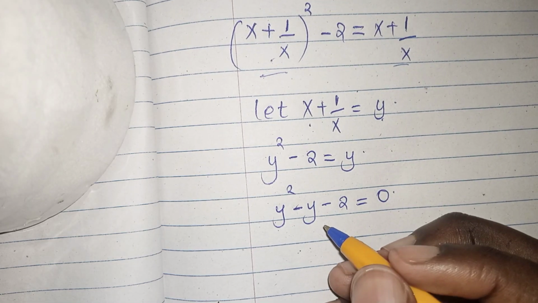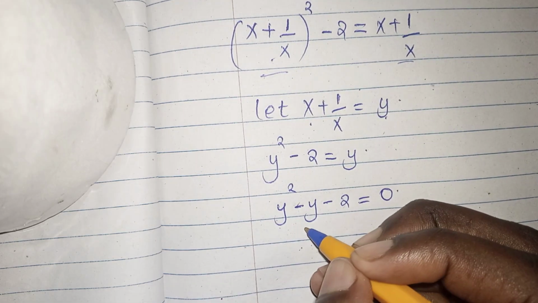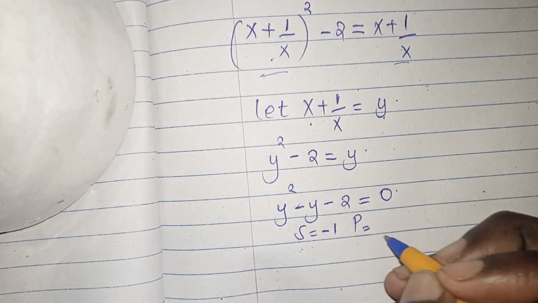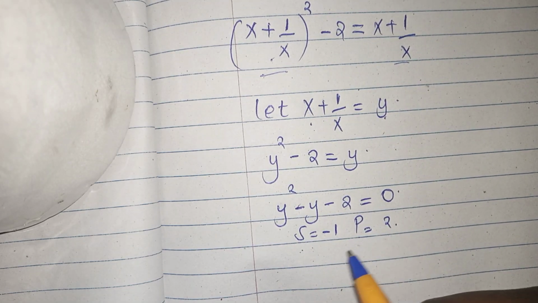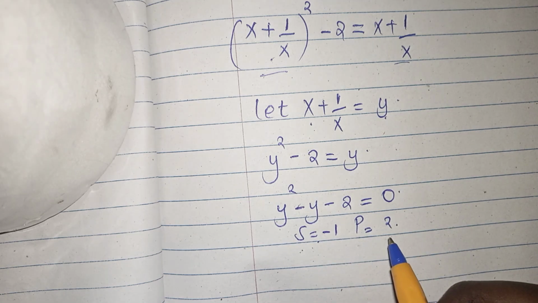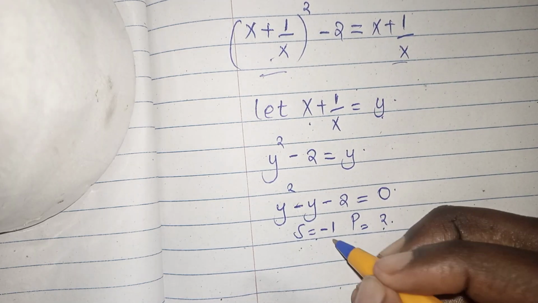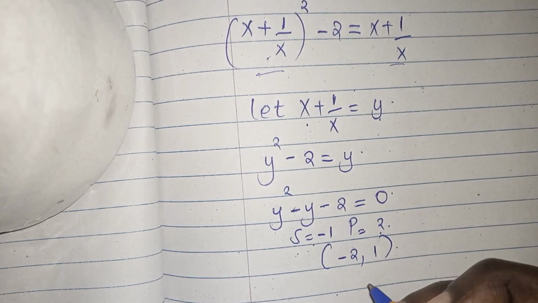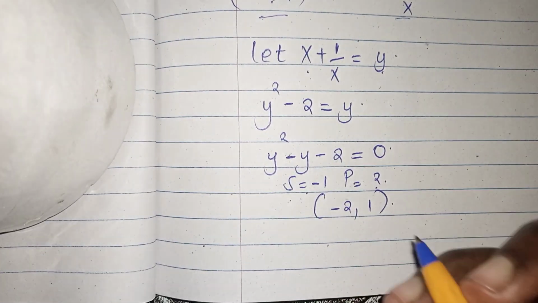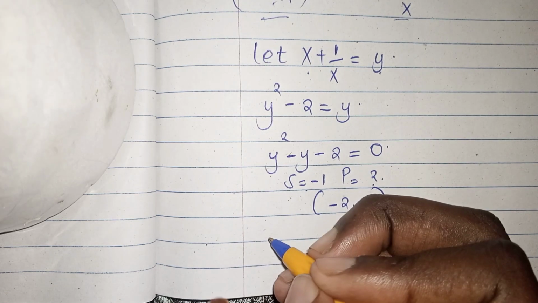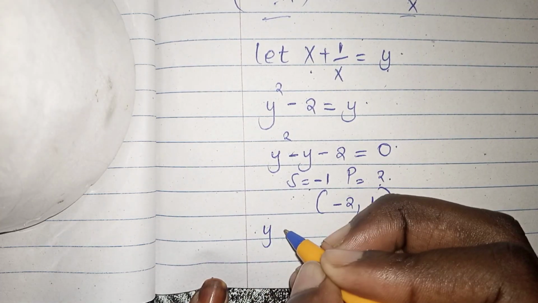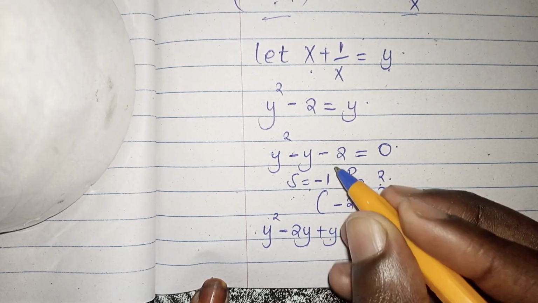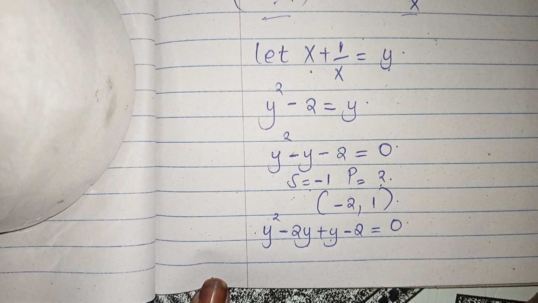So we can solve this quadratic equation. So our sum is this middle term here, -1. Our product is -2. So we look for two numbers. Their sum should give us -1 and their product should give us -2. So these two numbers are -2 and 1. So let us substitute these two numbers in our equation. So this is y squared minus 2y plus y minus this 2 is equal to 0.